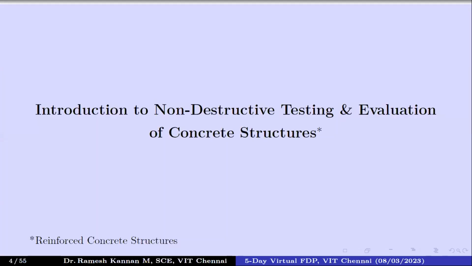So first, let me introduce non-destructive testing. I hope many of you in the audience know what non-destructive testing is and the different methods used to understand the parameters of these structures. But let me give you a quick overview. Then we'll get into the actual examples and case studies, and probably the numerical quantification of the experimental results and so on. Basically, I will be presenting on concrete structures, which are reinforced concrete structures.